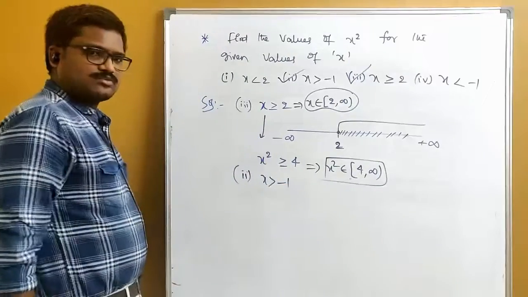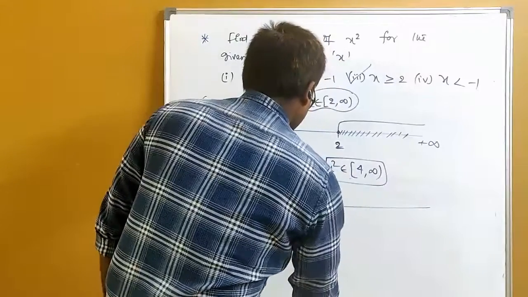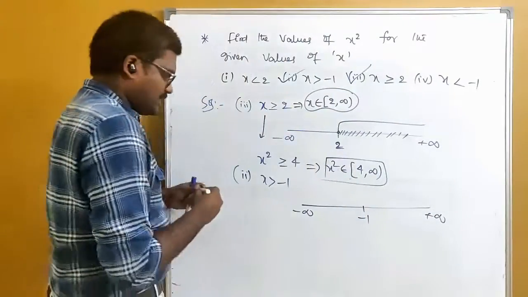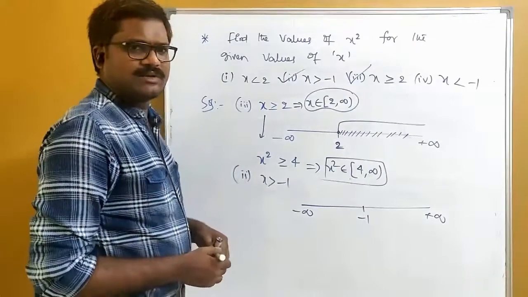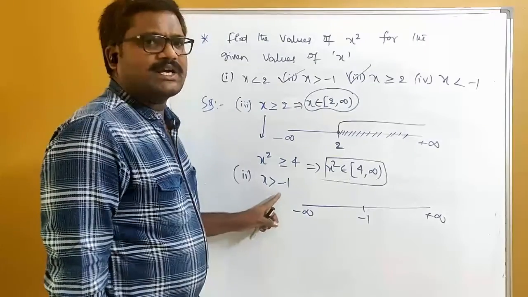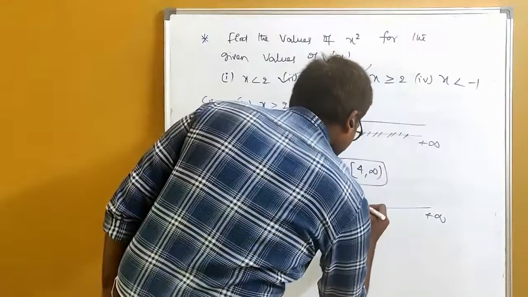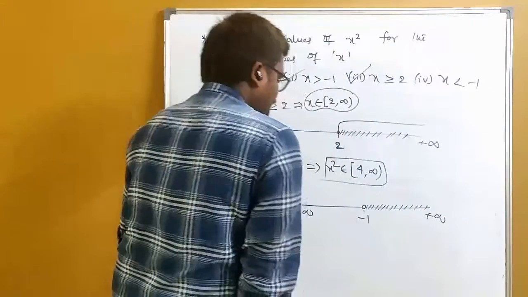Now let me take second one also for more clarity. X greater than minus 1. Now again take the real number line. Minus infinity, plus infinity. This is minus 1. There is no equality here, only x greater than minus 1. What is the meaning of x greater than minus 1? All the real numbers greater than minus 1, but I will not include minus 1. So I will put a bubble here. So all these values, isn't it?